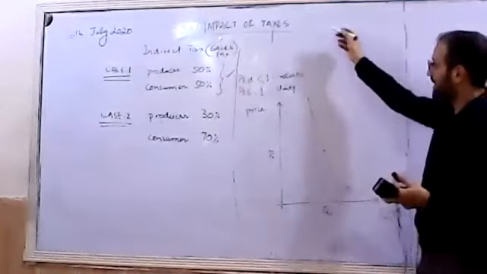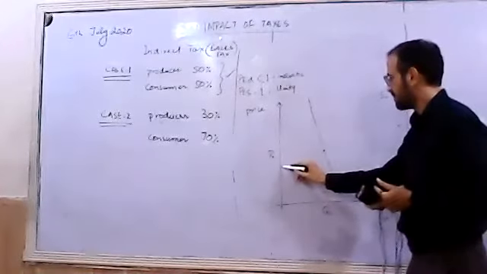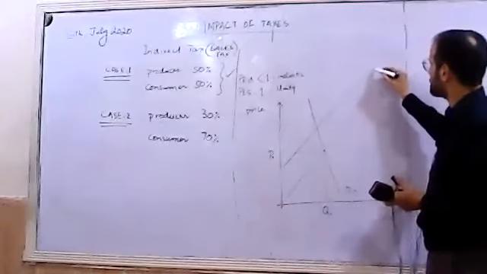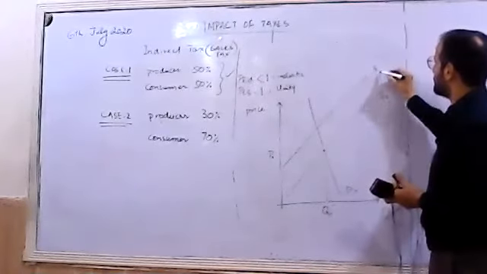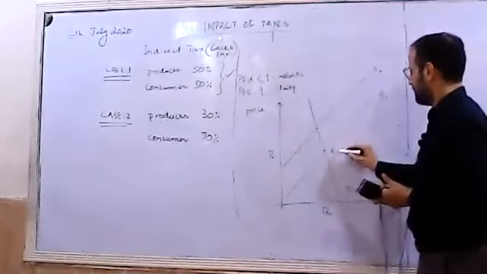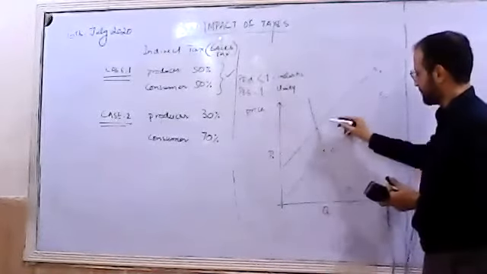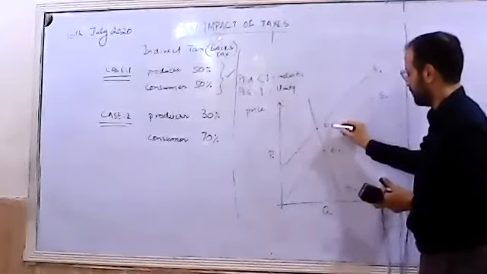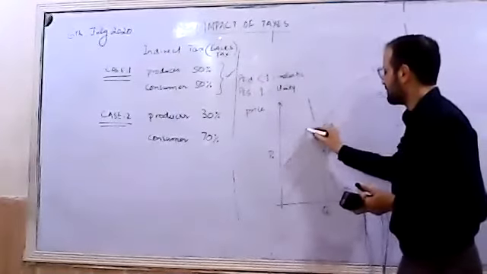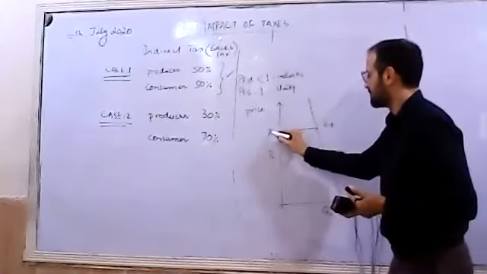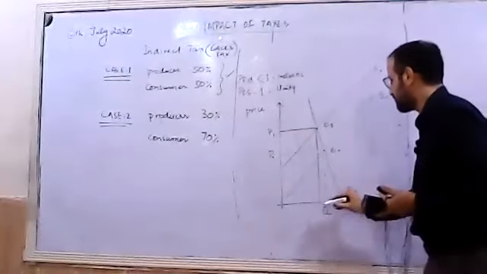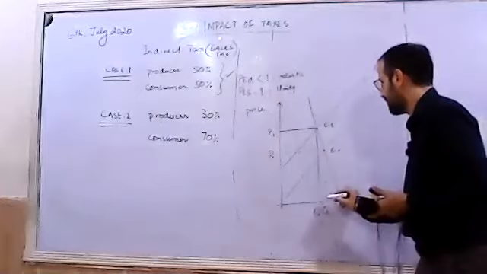Now, let's suppose the taxes are imposed. We have all learned that the supply curve is going to shift to the left side. This gives us supply curve S1, and the equilibrium, which was E naught previously, is now E1, just like we did in the previous diagram. This determines the new price for the consumer, which is P1. And the quantity is going to reduce from Q naught to Q1.